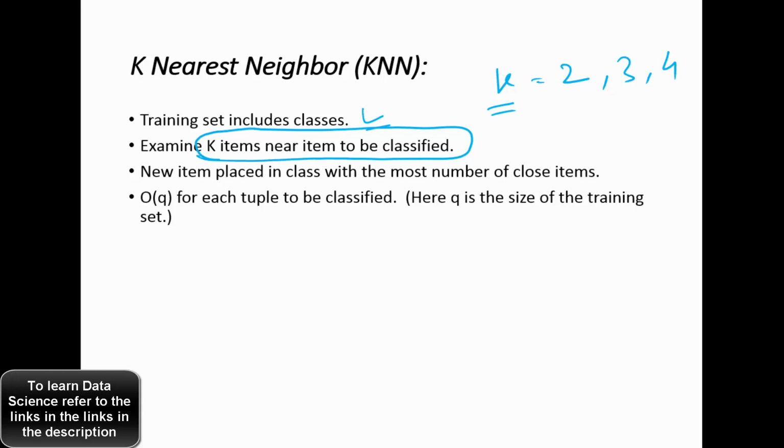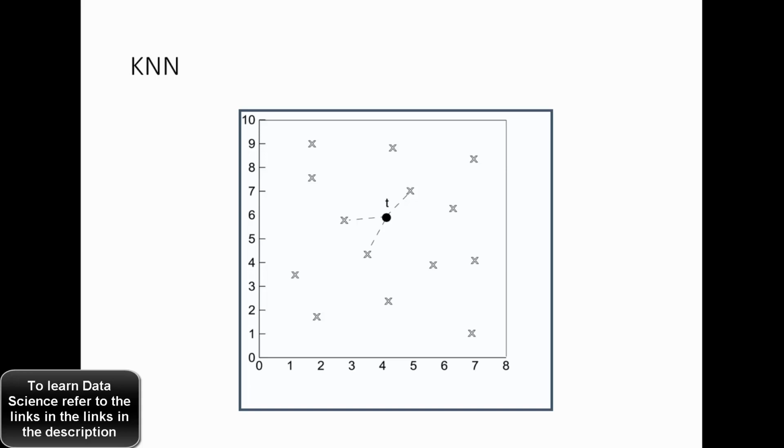A new item is placed in the class with the most number of close items. So that's the idea, having the most number of close items within a group, which are very close by. Here is an example. The k is 3 in this case. For this particular point, what are the closest points near it? This one, and this one. You take them and consider them as one group. And if you increase k to 4, probably this point is going to be in the group. So that's one way of doing it.